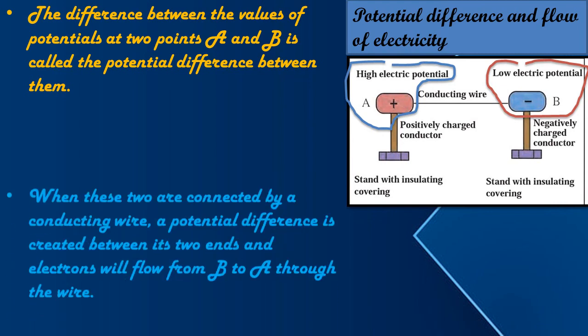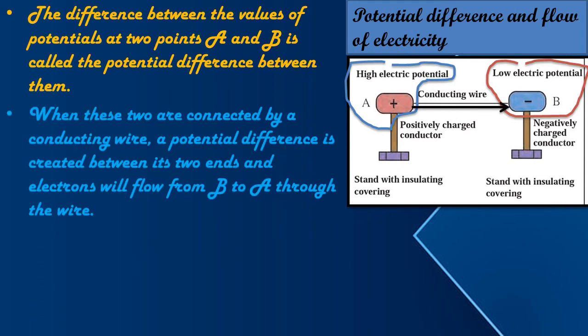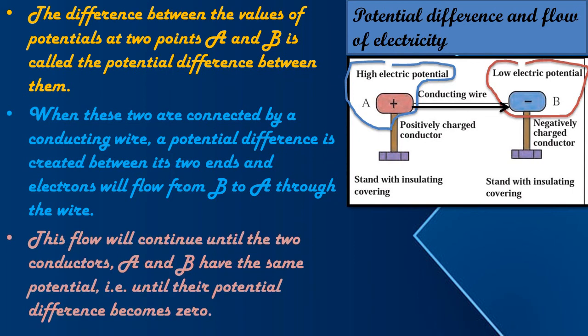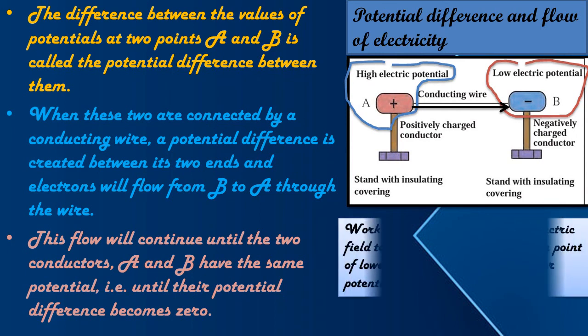When these two are connected by a conducting wire, a potential difference is created. That means charges will flow from higher potential to lower potential. A potential difference is created between its two ends, from point A to B, and electrons will flow from B to A through the wire. This flow will continue until the two conductors A and B have the same potential, that is, until their potential difference becomes equal to zero. Only then will the flow of electrons stop.